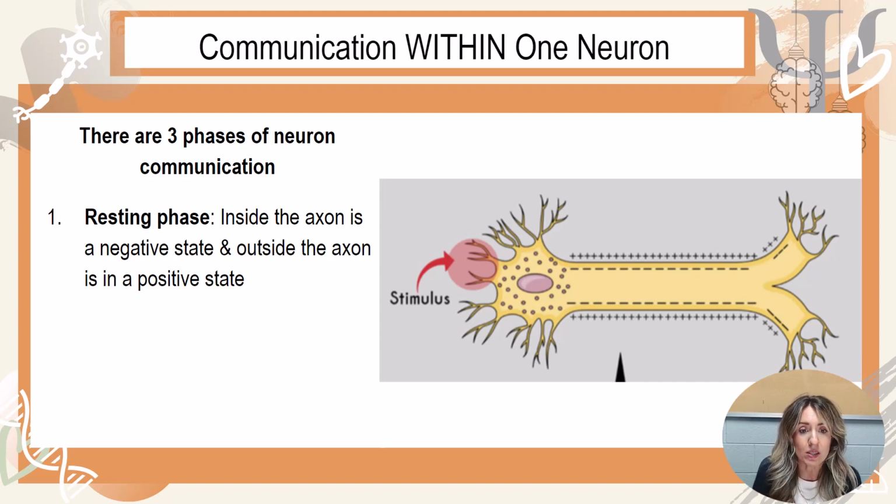In the resting phase, as you can see, there's a negative state inside the axon, and outside the axon, in the fluid surrounding it, is a positive state. In this picture, we have that stimulus happening. It's listening and waiting for the threshold to be reached, and once it is, the next phase begins. So a little reminder: resting phase is positive outside, negative inside.